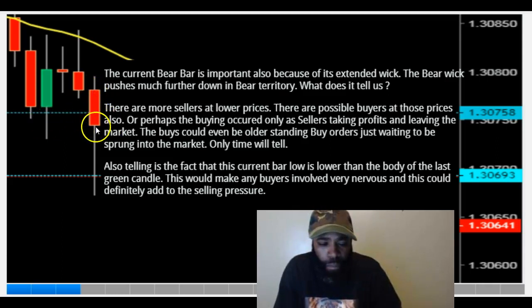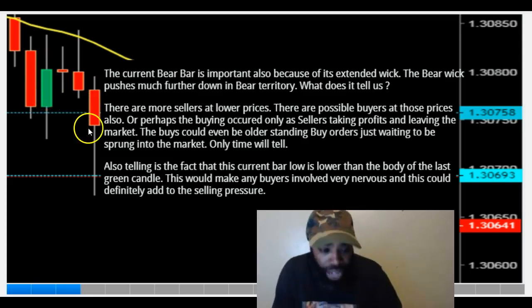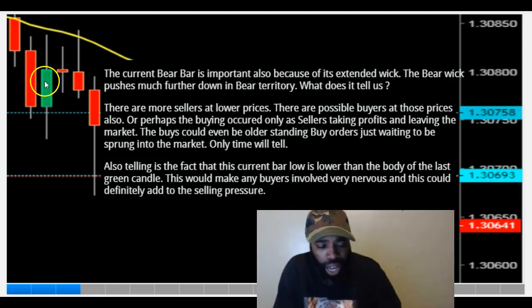This body closed below this bull candle. Excuse me, this bull candle. So the body closed below this bull candle. So if I was in here and I bought, and the market closed down here, what am I going to do? Now I'm kind of shook.